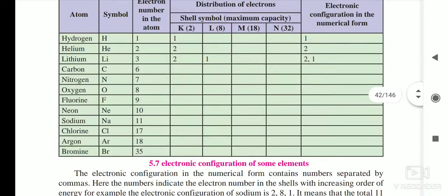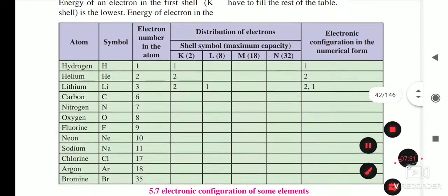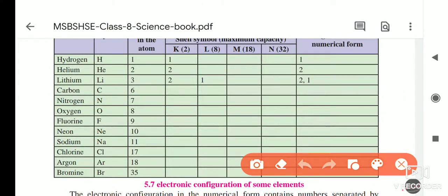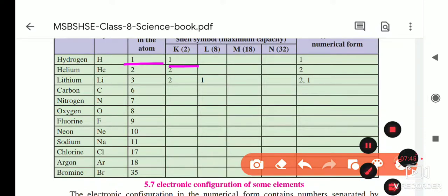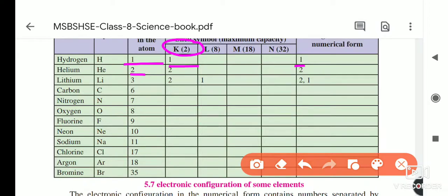So first of all, see here, hydrogen. Hydrogen's atomic number is 1, meaning one electron is present, and that one electron will go in the K shell. So the electrons are finished. So the electronic configuration in numerical form is 1. Now helium, its atomic number is 2. And as you know, the capacity of the K shell is 2. So both electrons enter the K shell. So in numerical form we will write here 2 only.